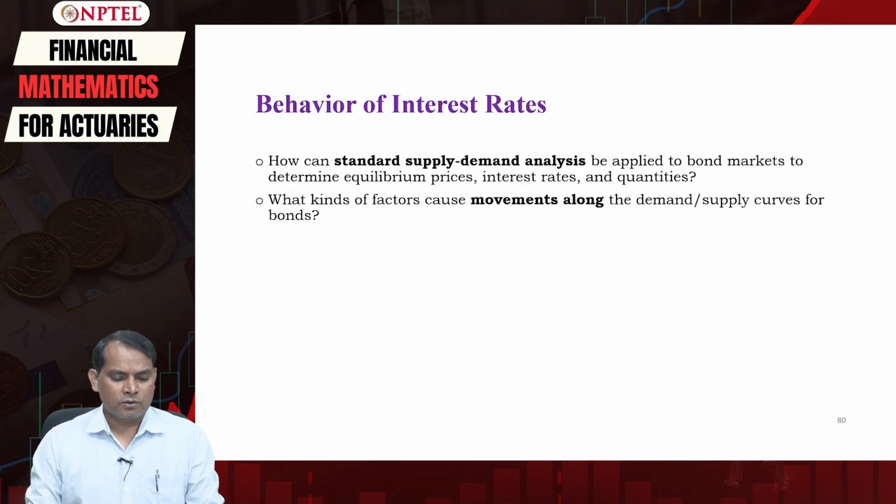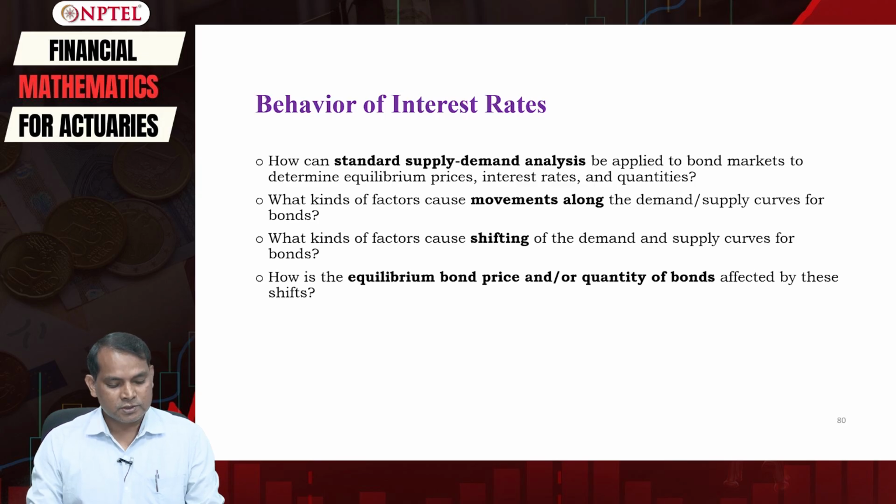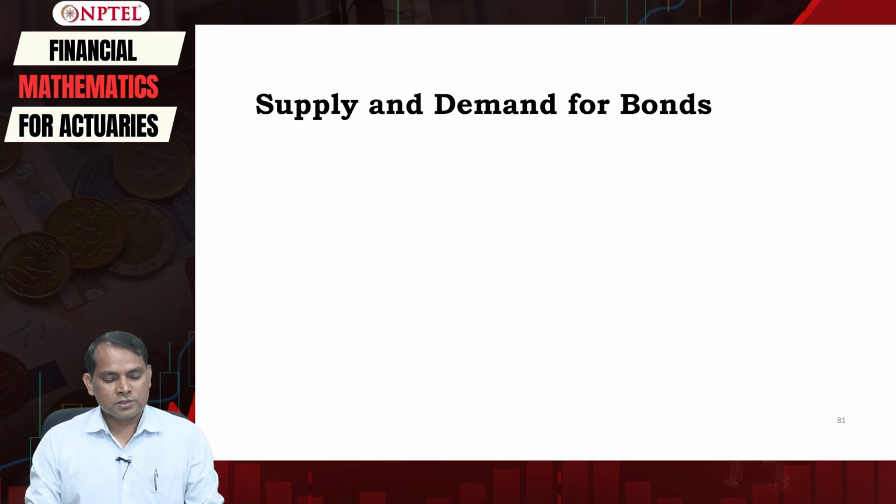And also what kind of factors cause the movement along the demand and supply curve for bonds, and what kind of factors cause the shifting of the demand and supply curve for the bonds. And then we will understand how the equilibrium bond price or the quantity of bond is affected by these shifts. So let us understand the supply and demand for the bond.